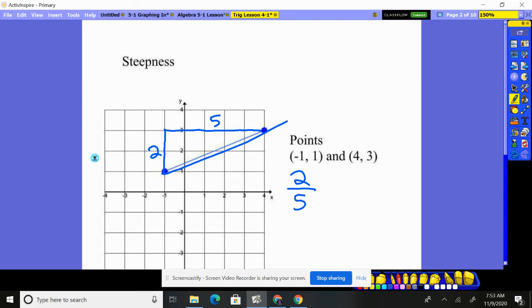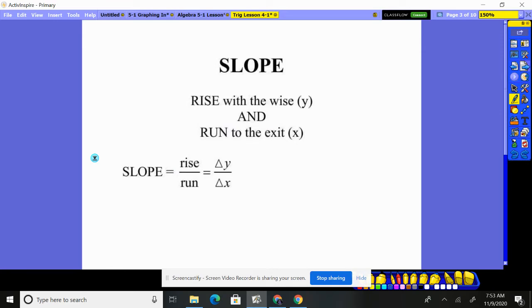Now, I do have this saying. Let's look at this. Slope: rise with the y's and run to the exit, playing off of those words. So if there's a fire, all of a sudden, what do we do? We rise with the wise people. The idiots stay back and get burned. And we run to the exit. Okay, so rise with the wise, run to the exit.